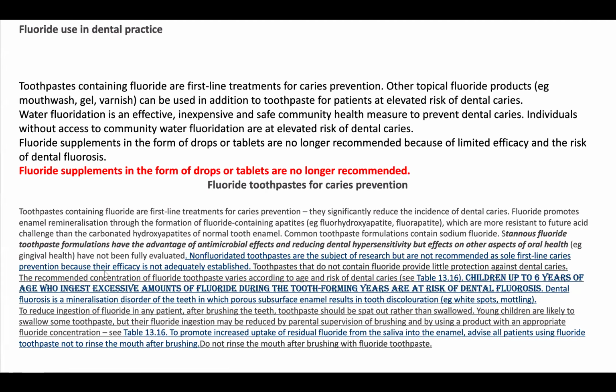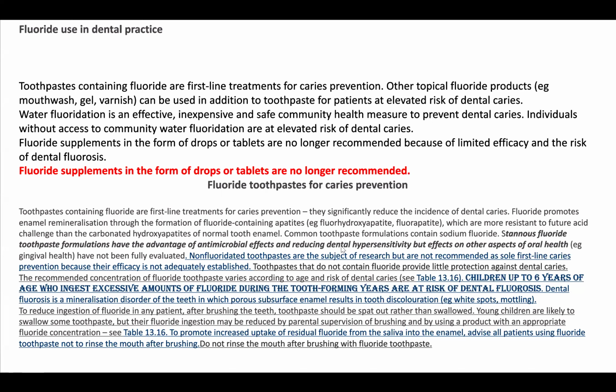Not recommended at all. Now, coming to this paragraph, if you read this, fluoride promotes enamel remineralization through fluorapatite and fluorhydroxyapatite. They give you options like these in the exam as well. So remember these terms, please. They are more resistant to future acid challenge.